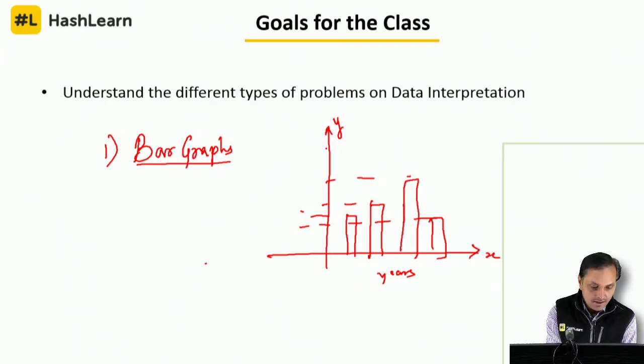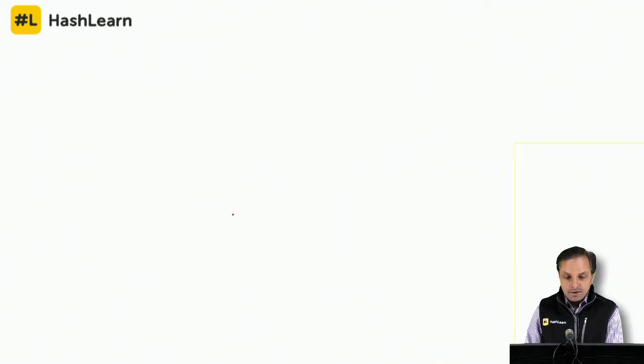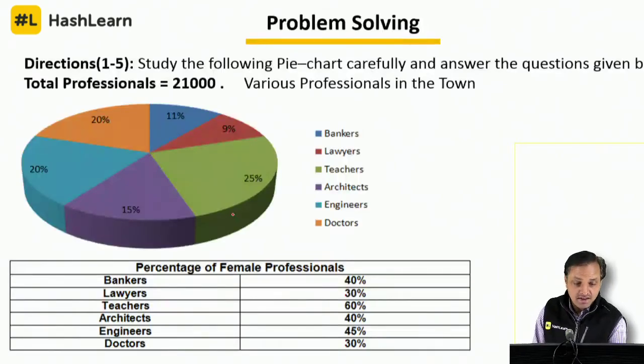And the second one is sectoral graphs. This is a best example of a sectoral graph. You know that the various quantities will be given in a circle and that will be divided into various sectors. Each sector will give you certain information. Based on that information, you should be able to answer the questions.